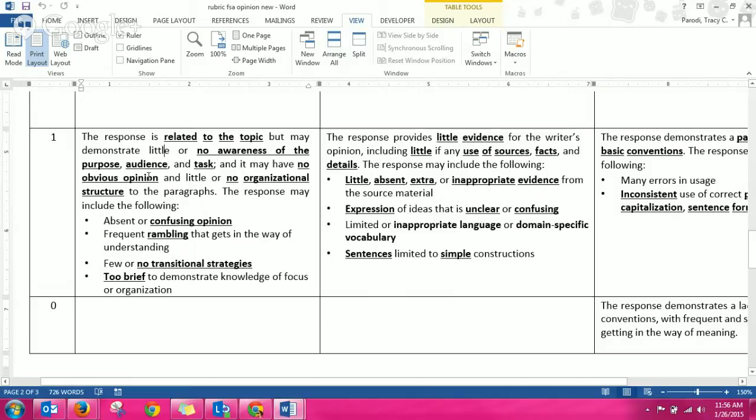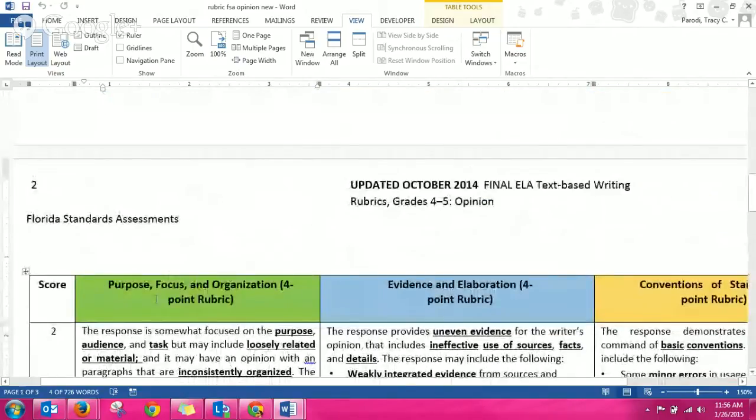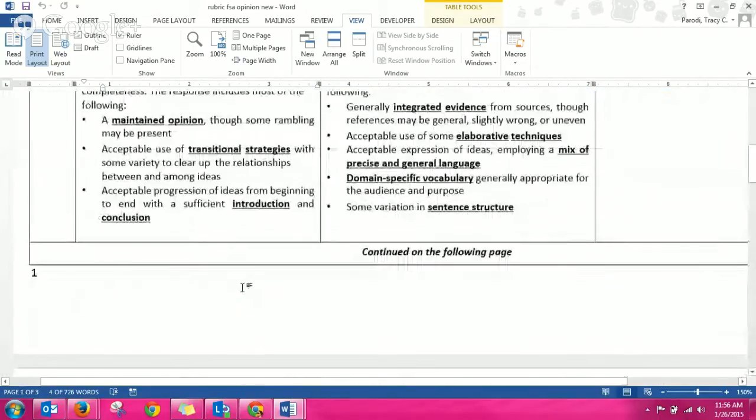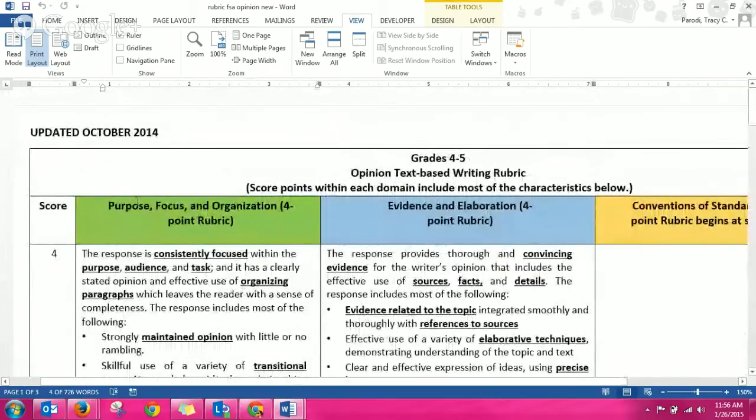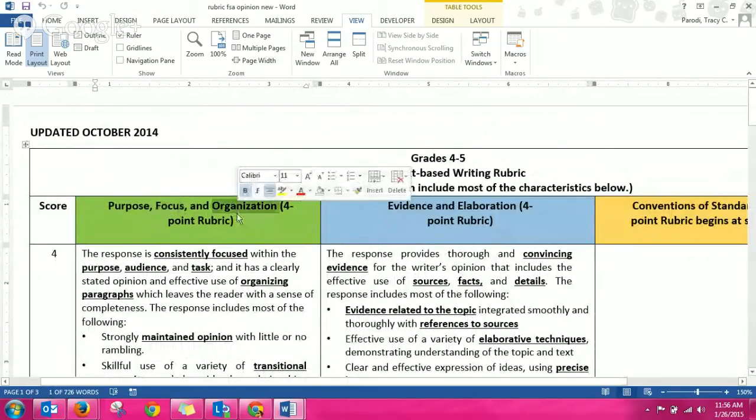So you want to make sure your opinion is really well known by reading the essay. It says little or no organized structure to the paragraphs, an absent or confusing opinion, and frequent rambling that gets in the way of understanding. Few or no transitional strategies, and the essay's too brief to demonstrate a knowledge of focus or organization. So I hope that helps with the category of purpose, focus, and organization. You're trying to get a 4 in this category. Let them know that you understand why the essay is being written. You keep your paragraphs focused on one topic at a time, and they're organized so that it's clear to see you did a nice outline. I hope that helps.